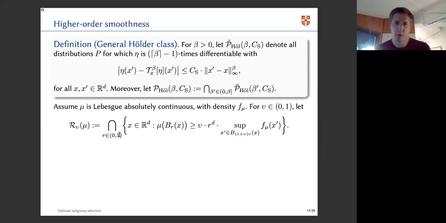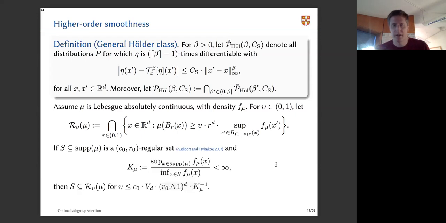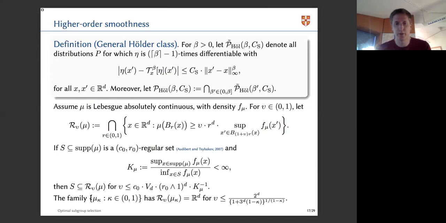And I should have said before that one of the prices we pay for working with general smoothness is that we do now need to assume that the marginal distribution is Lebesgue absolutely continuous, which I didn't have to before. Okay, so there are a couple of relatively common situations where I can argue that this set curly R is large when epsilon is sufficiently small. In fact, in the third example I presented earlier, the set curly R is actually the whole of R^d when epsilon is sufficiently small.